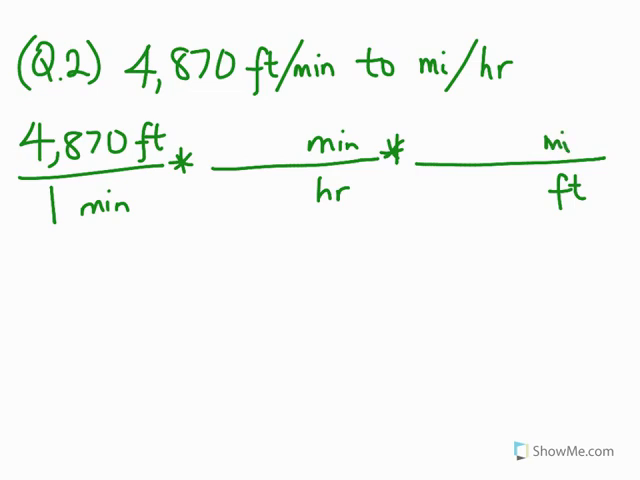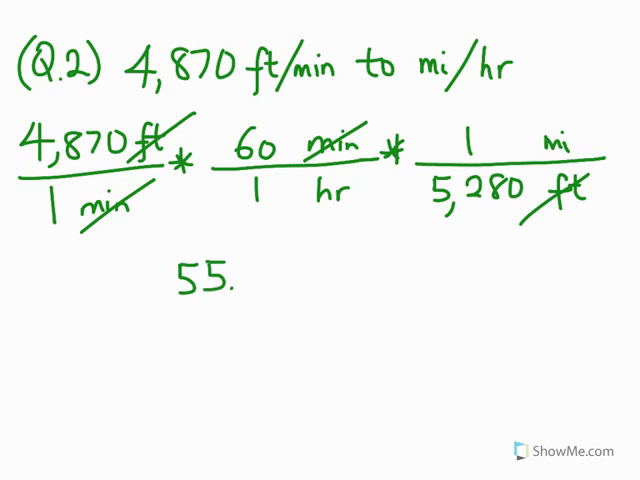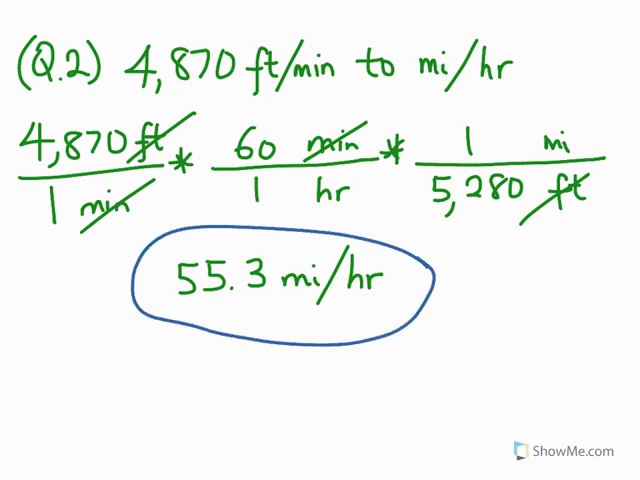So we look at the relationship. 60 minutes make 1 hour. And 1 mile is equivalent to 5,280 feet. Minute cross out minute, feet cross out feet. So when we multiply and divide and round to the number of significant digits, which is 3 significant digits, we now have 55.3 miles per hour. And that becomes our answer.